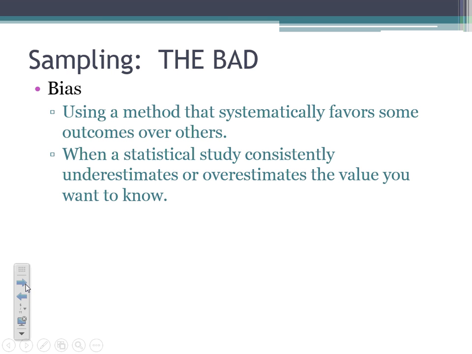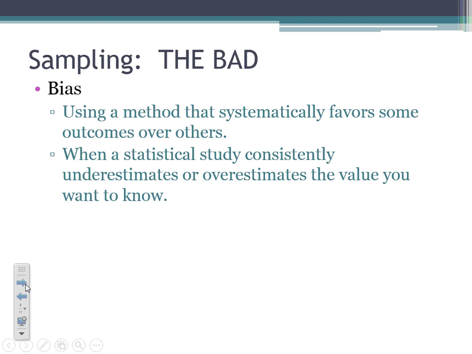If we go back to our big thought of the day, if you look back towards one of those first slides, we said we want to represent a given population without bias. And so bias from a statistical standpoint is when we systematically favor some outcome over others in our sampling method. All right, and oftentimes bias becomes apparent when a statistical study either consistently underestimates or overestimates the value that we're trying to find. And the reason why it always underestimates or overestimates is because it's a biased study.